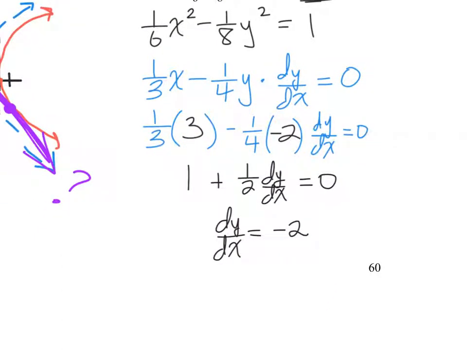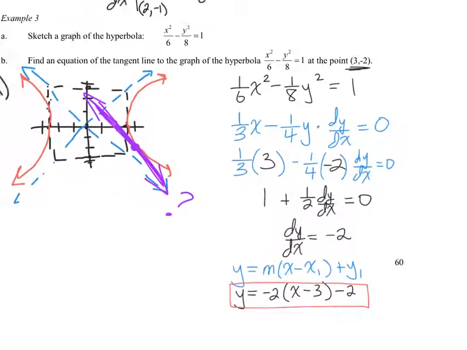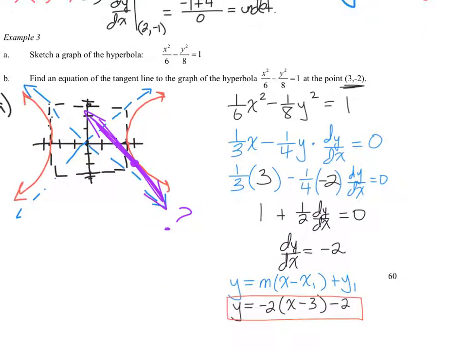Now it's saying find the equation of the tangent line, so I'm going to use my point-slope form: y equals m times x minus x sub 1, plus y sub 1. Replace x sub 1 and y sub 1 with the coordinate, and the slope m gets replaced with -2. That would be the equation of the tangent line with these characteristics.